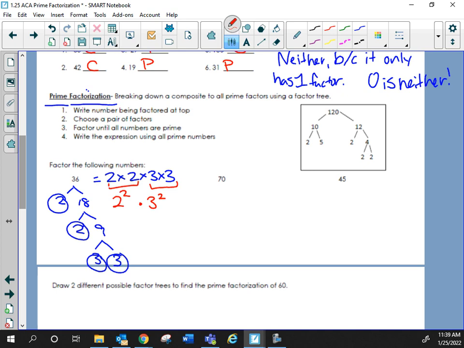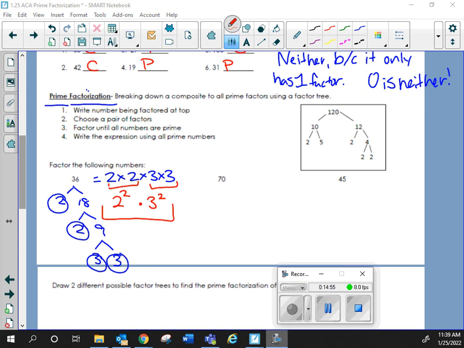When we do prime factorization, we want to break it down into its prime numbers, and then we're going to use exponents to write it out. Take a pause, digest it. We'll do another one in a second.